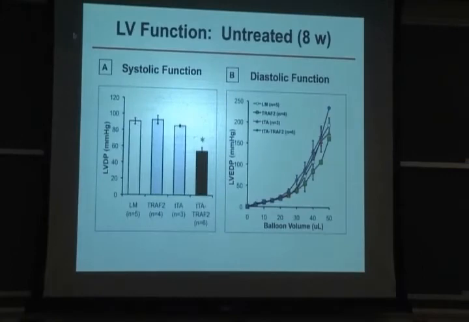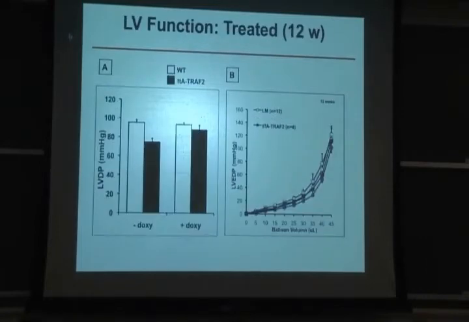If one measures LV function on a Langendorff apparatus, so we take the hearts out, perfuse them with buffer, and just measure contractility, completely absent of the adrenergic nervous system, the developed pressure in the TTA mice is depressed. And this actually returns to normal. I'll show you in the next slide if you turn it off. There's not much effect on diastolic function, so this was a little bit of a disappointment. But maybe if we let the mice go longer, we'll get more diastolic dysfunction.